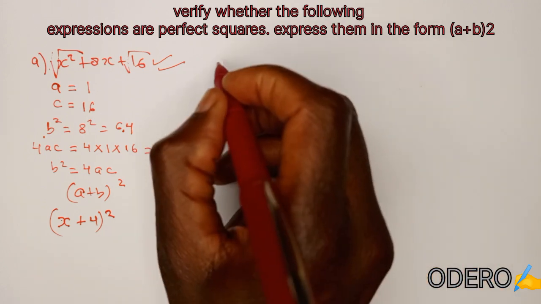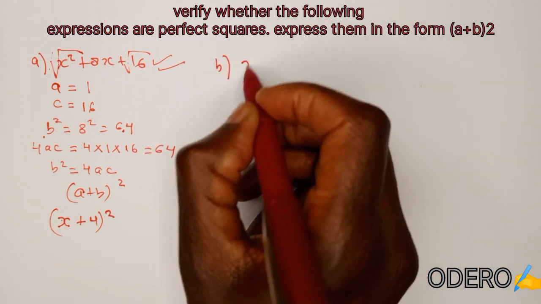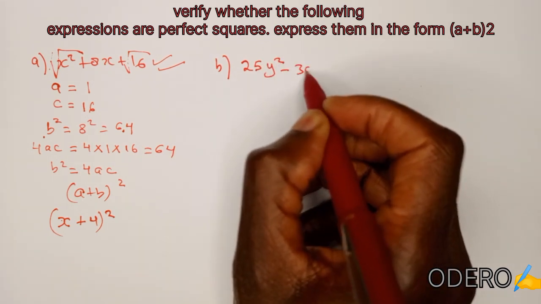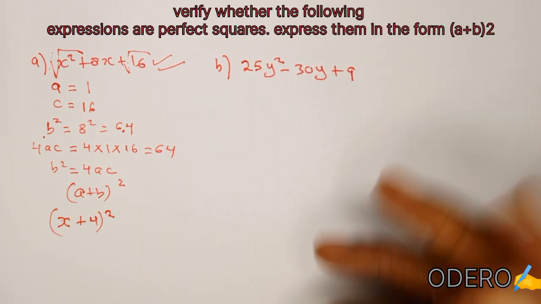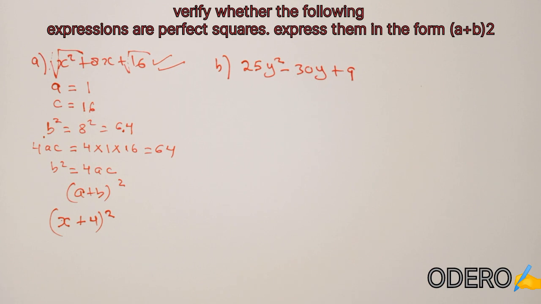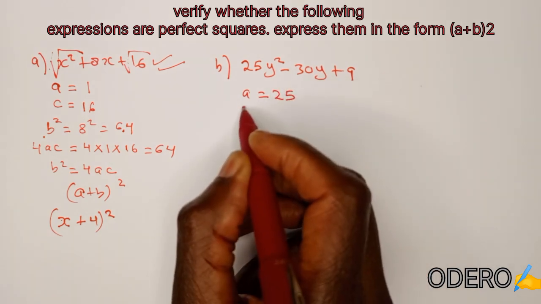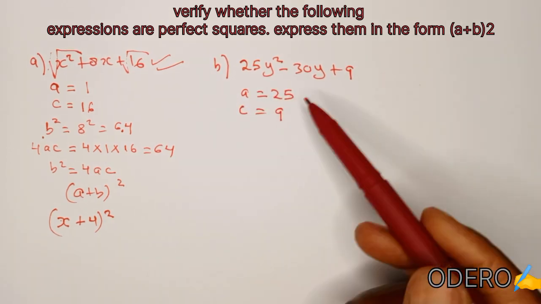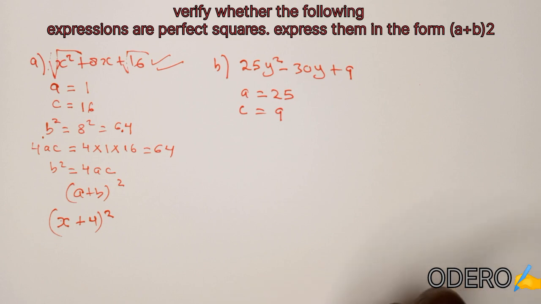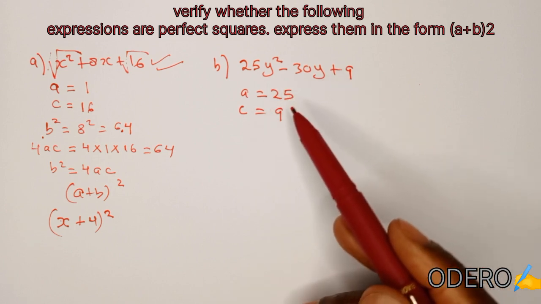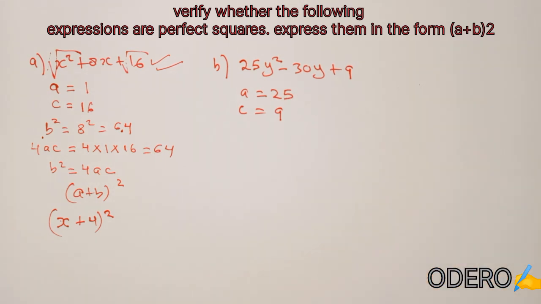For B, I have 25y squared minus 30y plus 9. So how do I know if this one is a perfect square? I look for A, which is 25, and C, which is 9. So check, are these two perfect squares? Yes, they have exact square roots, which are 5 and 3 respectively.